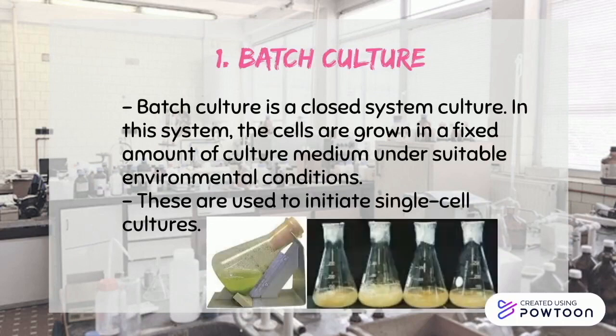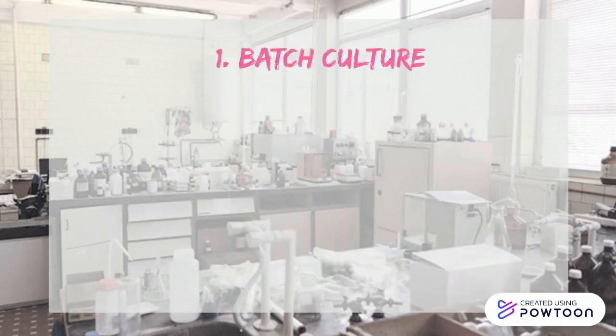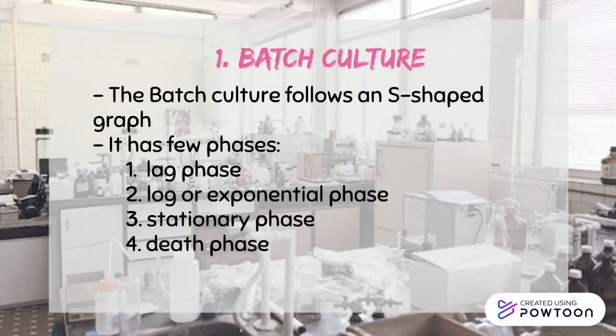Batch culture is a closed system culture. In this system, the cells are grown in a fixed amount of culture medium under suitable environmental conditions. These are used to initiate single-cell cultures. The batch culture follows an S-shaped graph. It consists of a few phases. First, lag phase. Second, log or exponential phase. Third, stationary phase. And fourth is death phase.